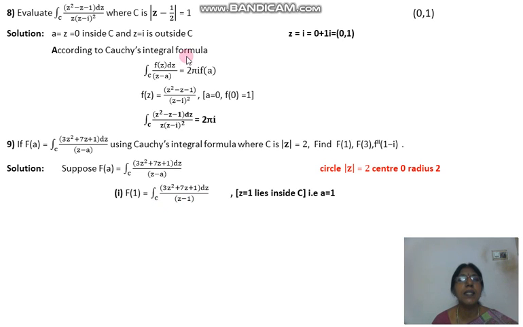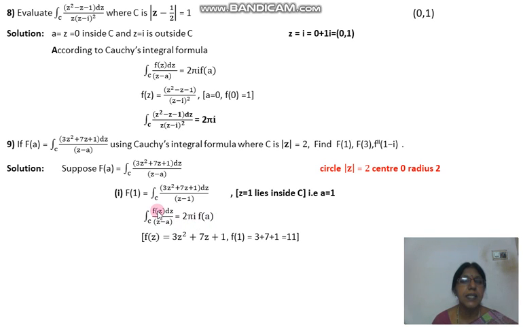Now by using this integral formula, what do we get here? What is f of z here? Compare this one with this one, integral f of z by z minus a dz. A is equal to 1. Small f of z is 3z square plus 7z plus 1. Now it is in the form of integral f of z by z minus a dz. This is 2 pi i f of a.